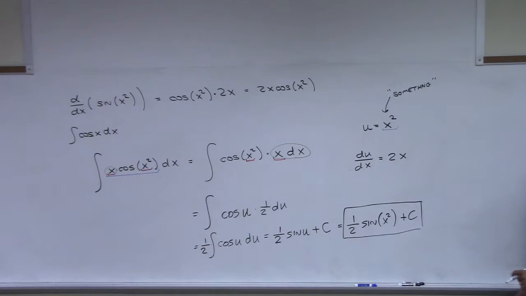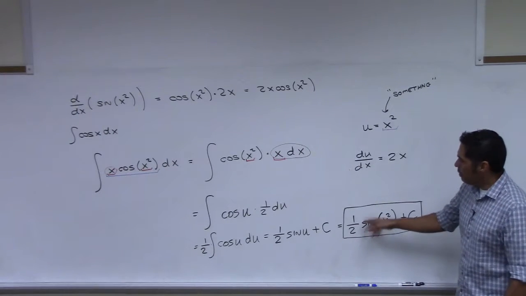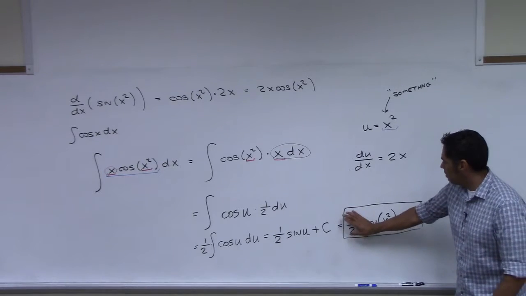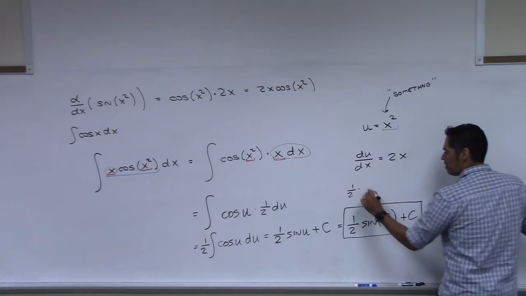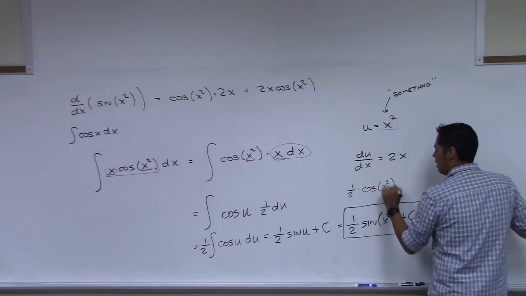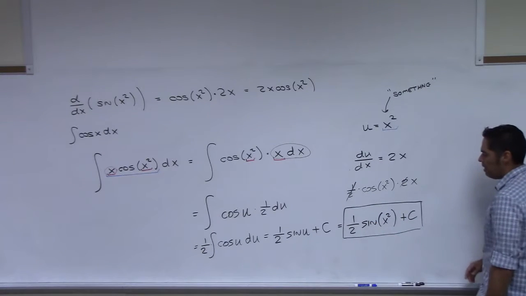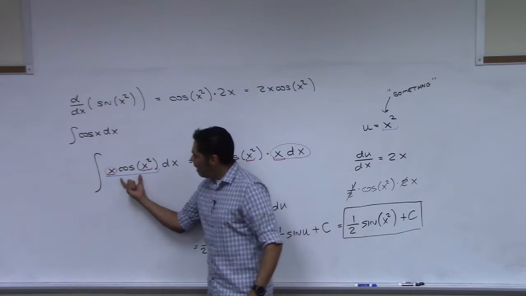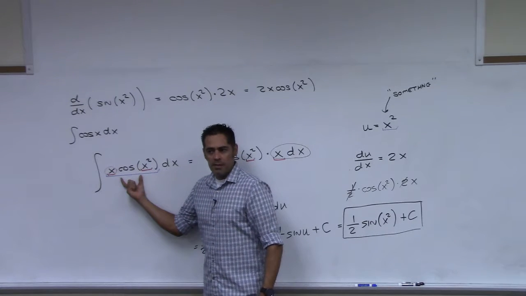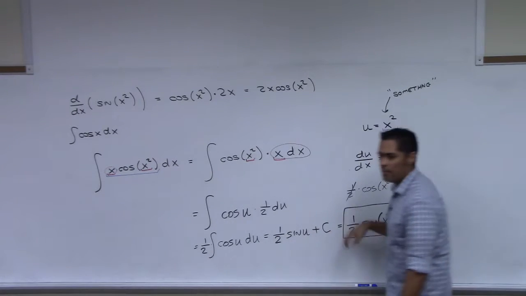And what was always the good news about this? That you can check it by taking the derivative, right? So the 1/2 is going to stay here. Derivative of sine of something is cosine of it, times derivative of what's inside, which is 2x. The 2's cancel, and what are you left with? Cosine x squared times x, and that's exactly what the integrand was, right? So we were able to take care of that too, by scaling by a half.